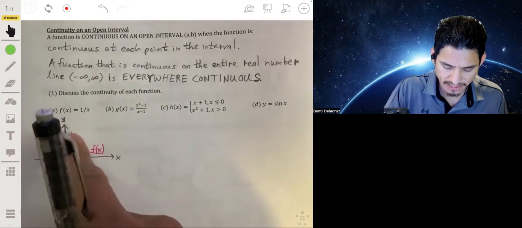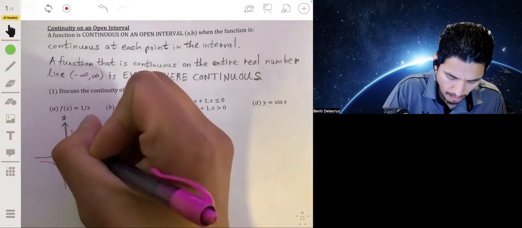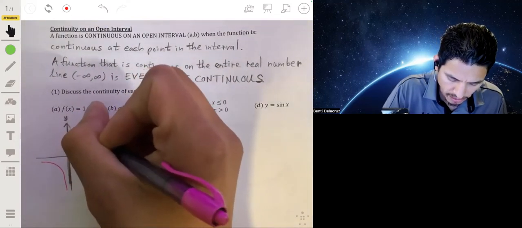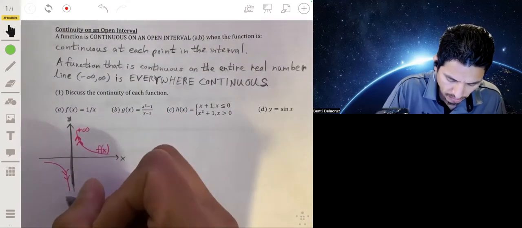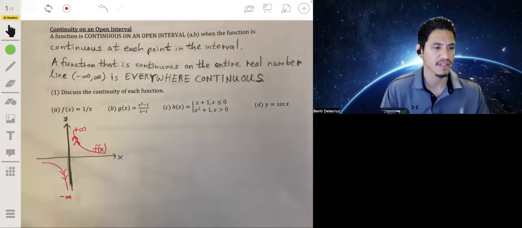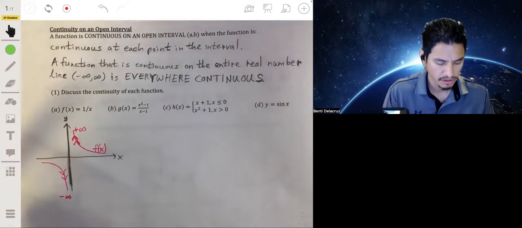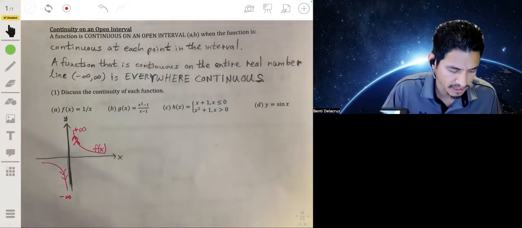Since this graph goes towards infinity on this end, but when you're on this side, it approaches negative infinity as you go towards 0, there's no simple way to fix that discontinuity. So we say that there's a non-removable discontinuity at x equals 0.